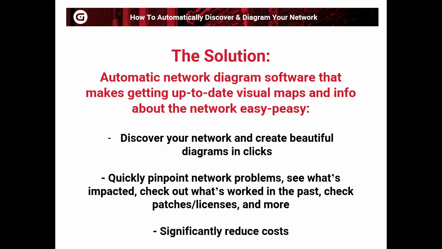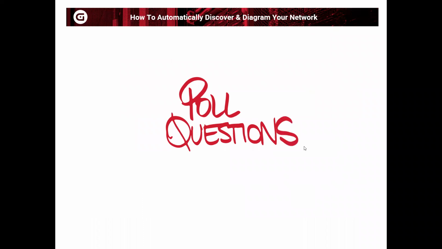So discover the network, create nice diagrams in clicks, quickly pinpoint network problems, see what's impacted, being able to see how things are connected and, if you do have an outage, what might be impacted. And hopefully reduce costs with respect to that automation.